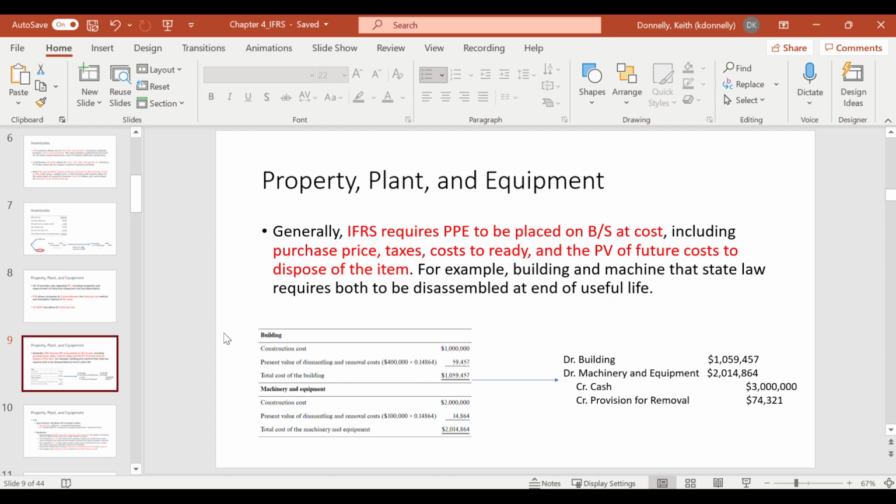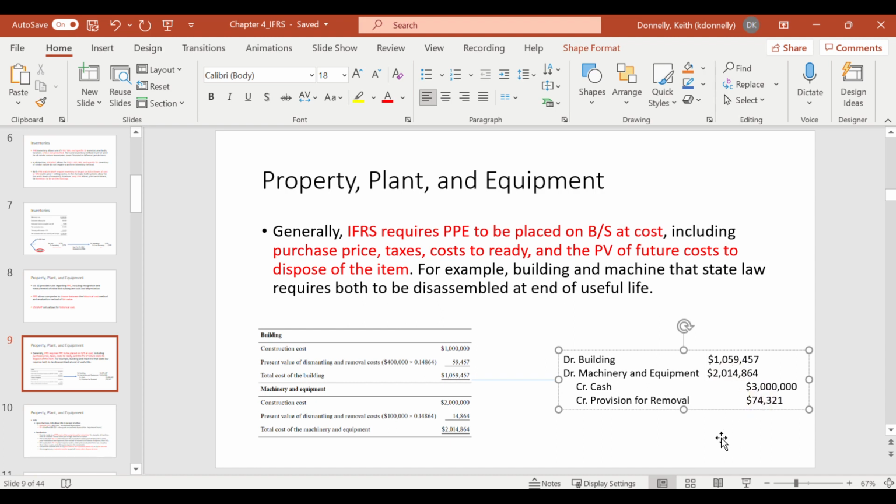Now showing this, it looks like we buy a building and machine. State law requires that at the end of their useful life, we have to disassemble them. So with that, we're going to look at how much it costs us to build each one, plus the present value. We're going to shrink down the future costs of dismantling and removing it to what that amount would be in today's dollars. It's going to give you 1,059 here, 2,014,000 down here for respectively the building and the machinery and equipment. So debit building 1,059, debit M&E 2,014,000, right?